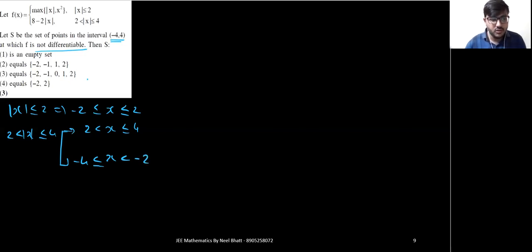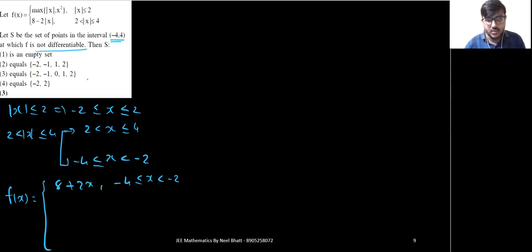So first of all, if I want to make a function, in it, -4 ≤ x < -2. So this will be negative. So the graph will be 8 + 2x, because in this interval, x has negative value. Okay. Then -2 ≤ x < -1.